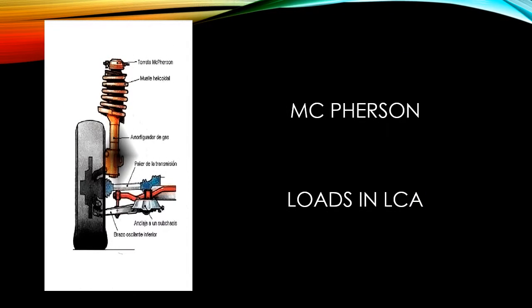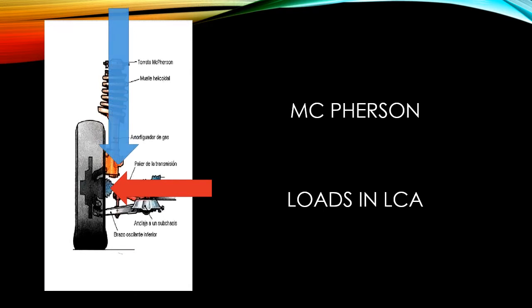Now I am going to analyze the acting forces in both configurations. The McPherson suspension only involves two forces. The blue arrow represents the force caused by the weight of the car, and the red arrow represents the movement of the car. As we see in the image, both forces are joined to the hub.